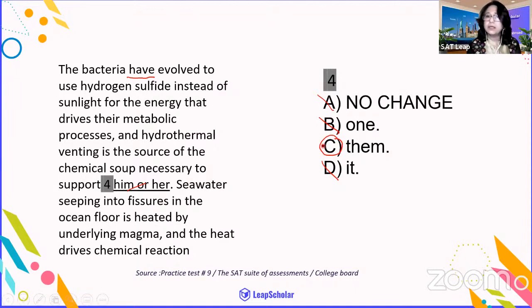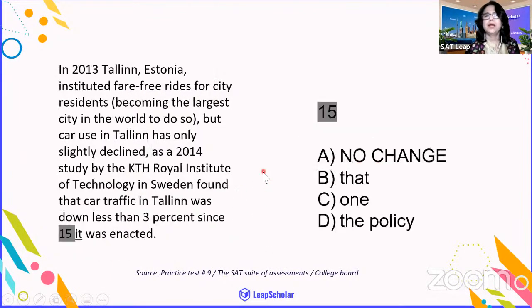Ma'am, this is easy. Yes, some questions can be easy, of course. As I've told you several times, you could have easy, medium, and difficult questions on the SAT. Okay, so can we go on to the next question? Yes? Okay. I'm going on to the next question here.